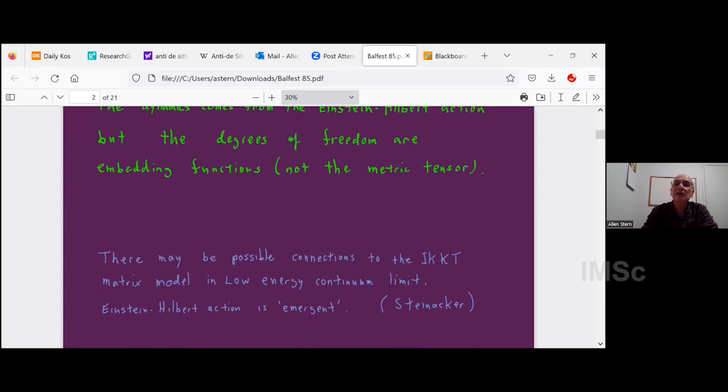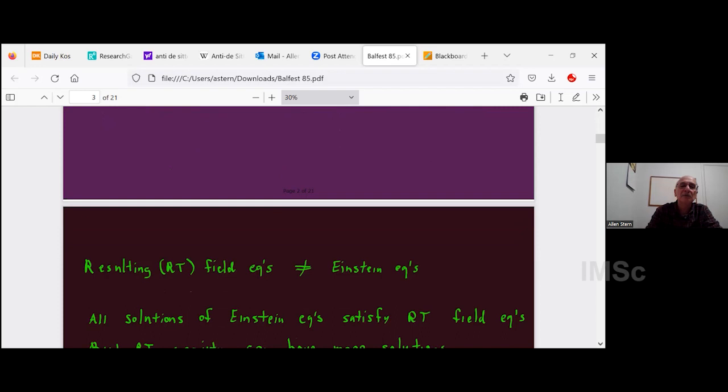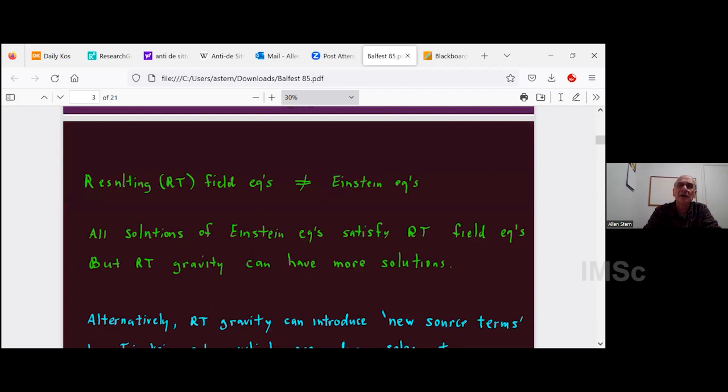And there may be some connection of this old work with some newer work in matrix models. Harold Steinecker showed that in the low energy continuum limit of IKKT matrix models, you can recover the Einstein-Hilbert action. So this work might have some relevance to some modern research. One interesting result is that the field equations that result from this theory are not equal to the Einstein equations. However, all solutions of the Einstein equations satisfy these field equations, which I'm calling RT or Regge Teitelboim field equations. But Regge Teitelboim gravity can have more solutions than the solutions of Einstein gravity.